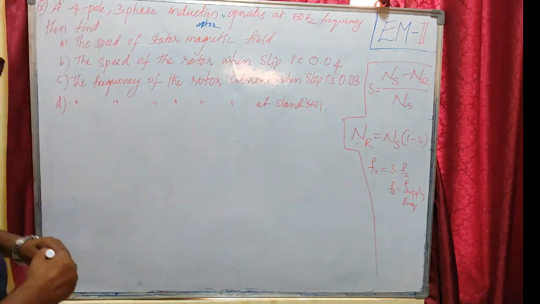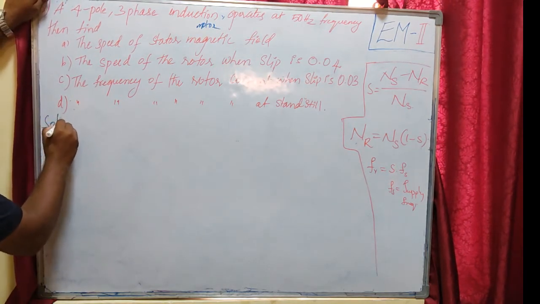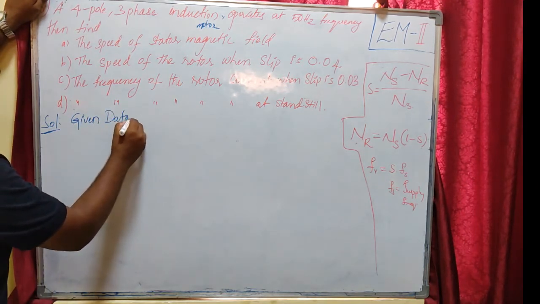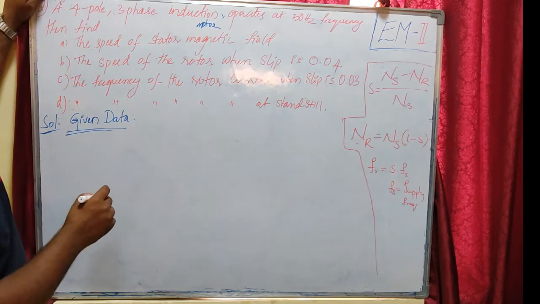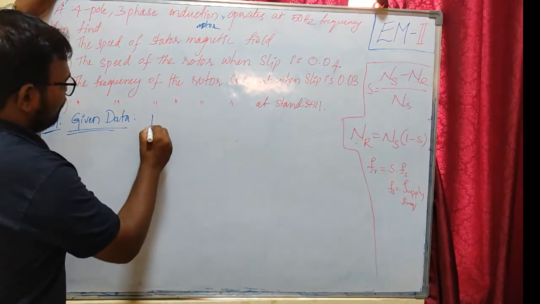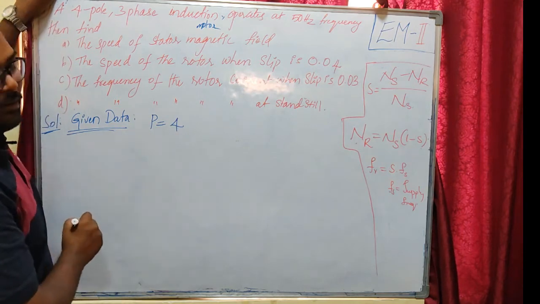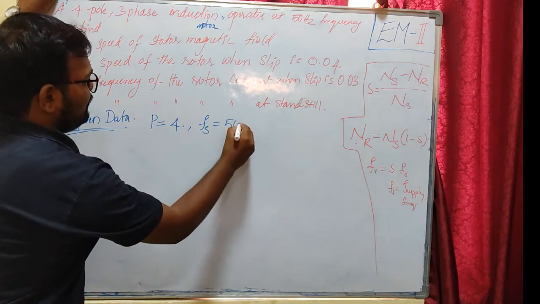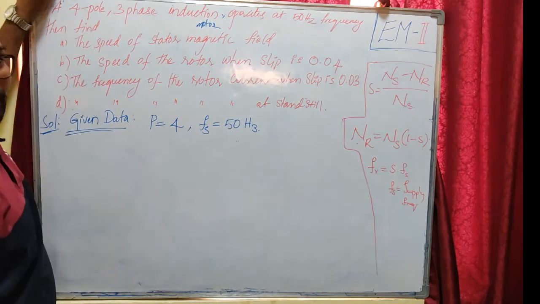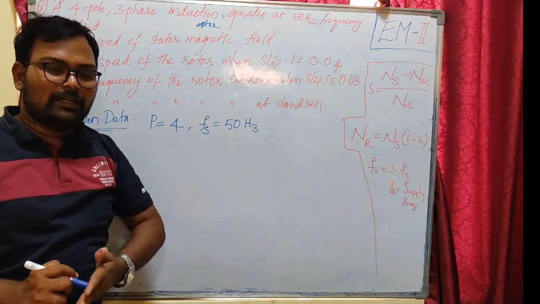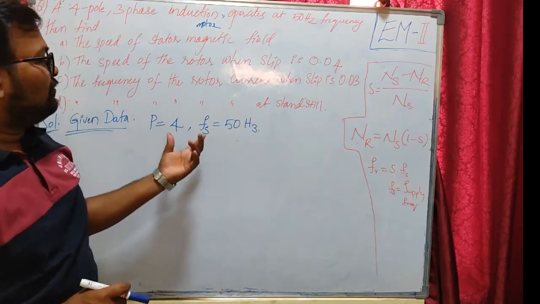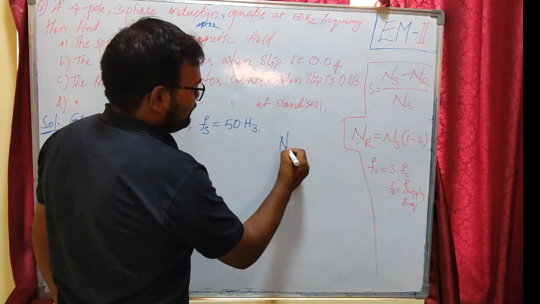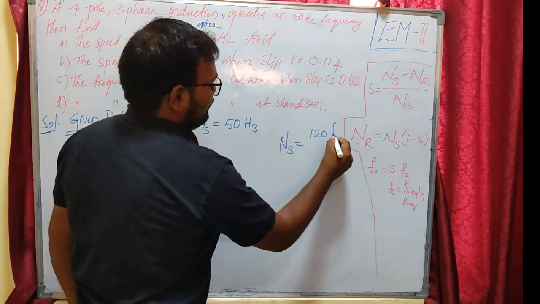So, let us find out one by one. Given data: this is the format for performing a mathematical operation. First you have to write down the given data. The number of poles given is 4, which is 3 phase, and the operating frequency, which is the supply frequency, is 50 Hz. So first of all, whenever you are going to calculate any speed, the first thing you have to find out is synchronous speed. What is the synchronous speed? Ns equal to 120 Fs by P.